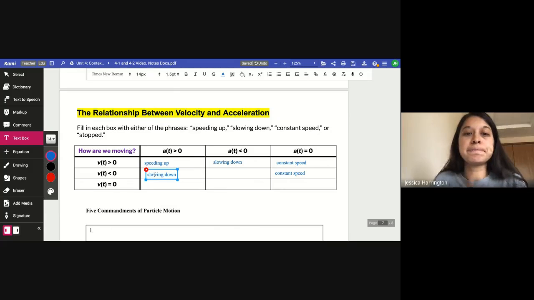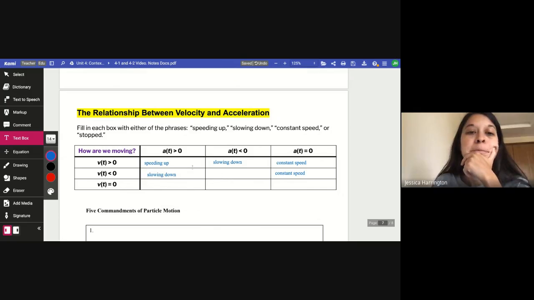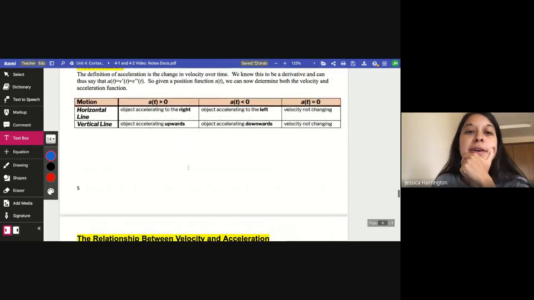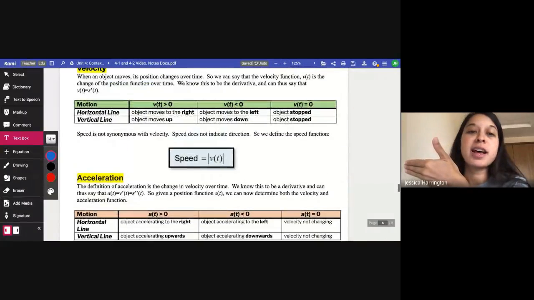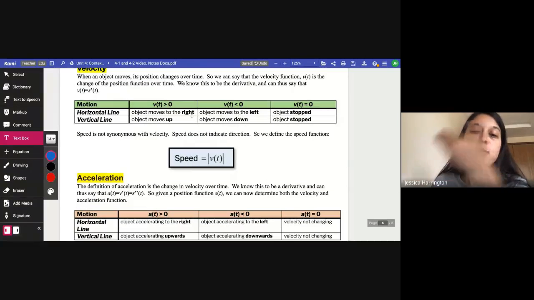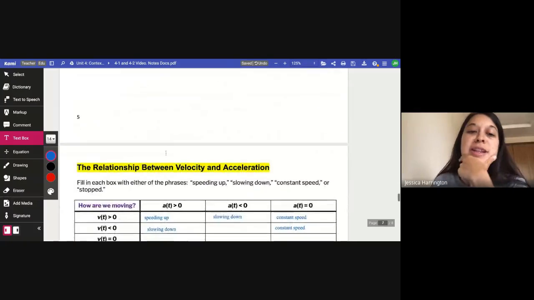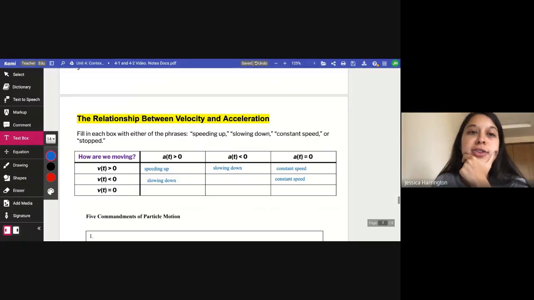Slowing down, right? Why? Because if we go back up, if the acceleration is greater than 0, that means it's accelerating to the right, but the velocity is less than 0, so it's moving towards the left. So those two things put together mean it's slowing down. They're counteracting each other, right?